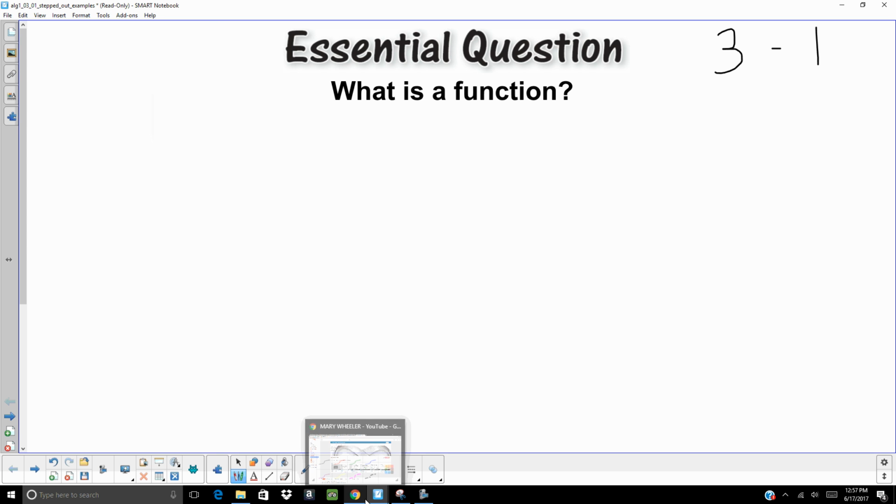Hello, today we are doing Chapter 3, Section 1. I almost said Section Fun, which it will be. But our essential question is, what is a function?